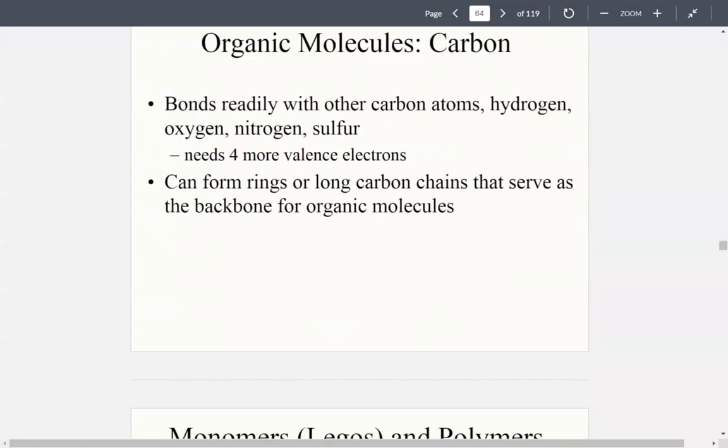So, why carbon? Carbon bonds readily with other carbons, hydrogen, oxygen, nitrogen, sulfur. It only needs 4 more valence electrons in order to balance itself out, to form that 8 in its outer ring. And it's easier for it to gain than to lose. So we can form rings of carbon. We can form long carbon chains. And we do these all the time. Those long carbon chains are a backbone for many organic molecules. The rings are a backbone for many organic molecules.